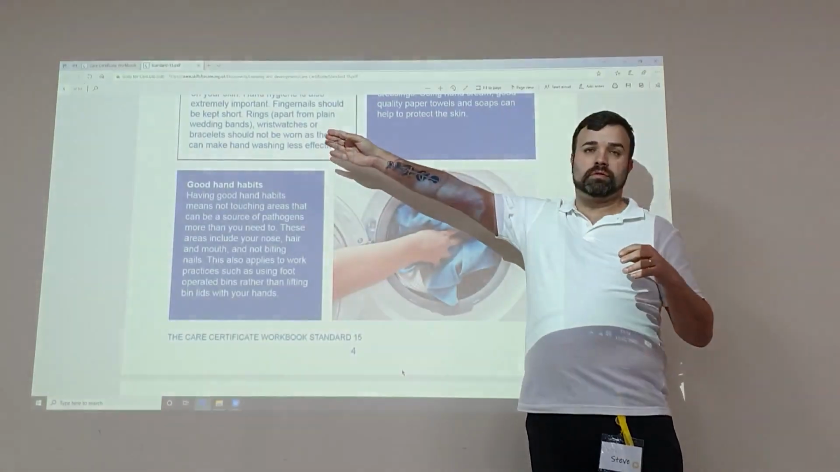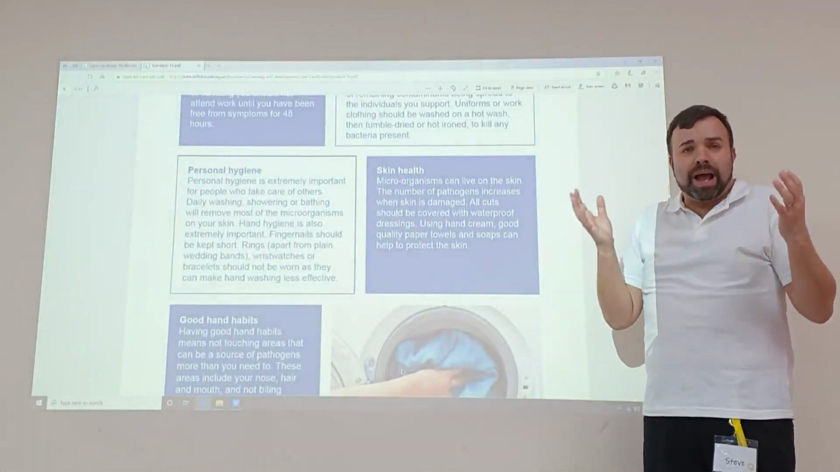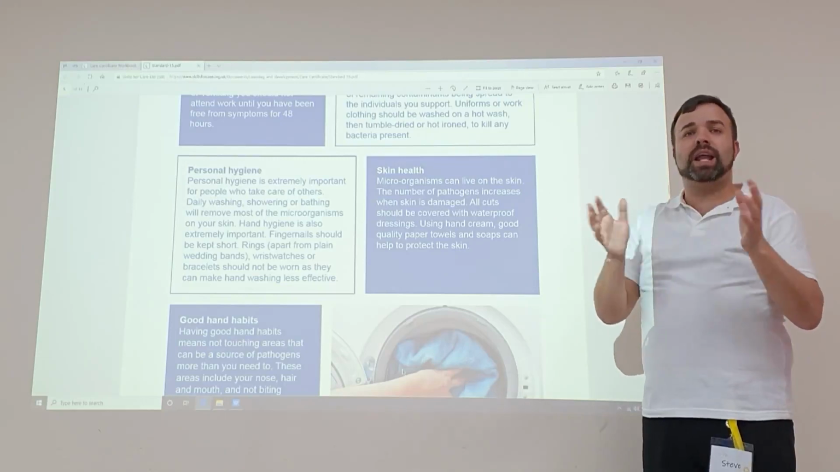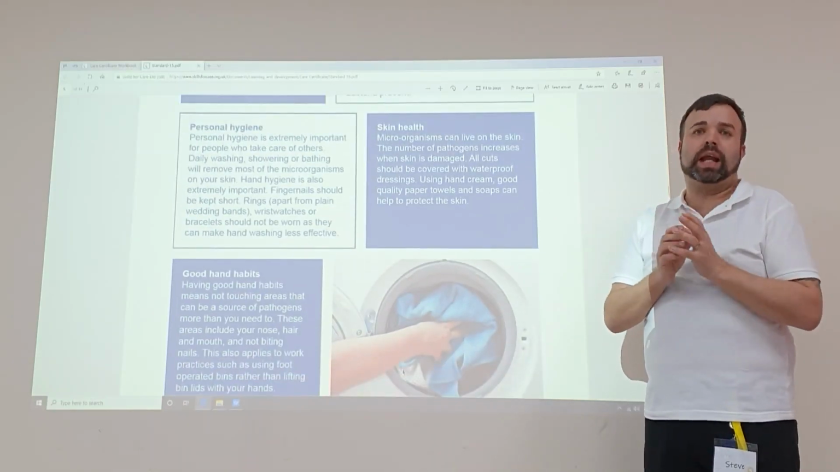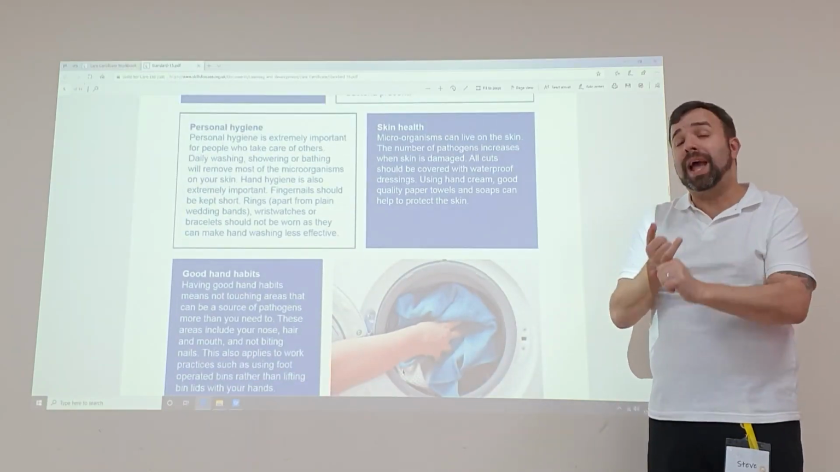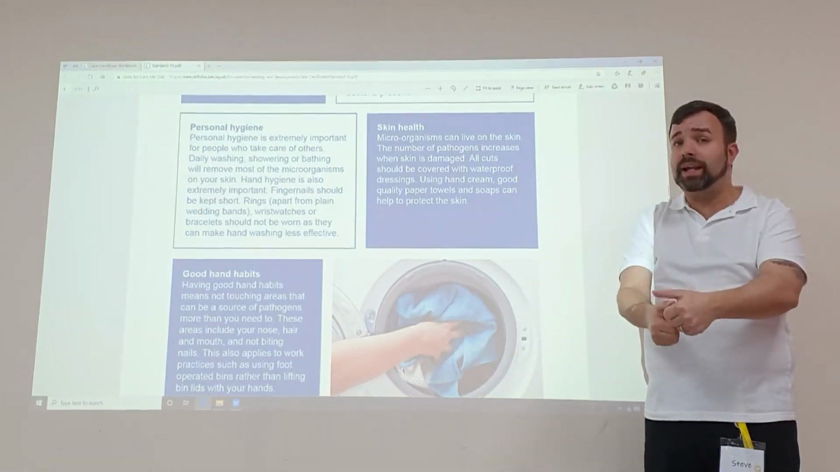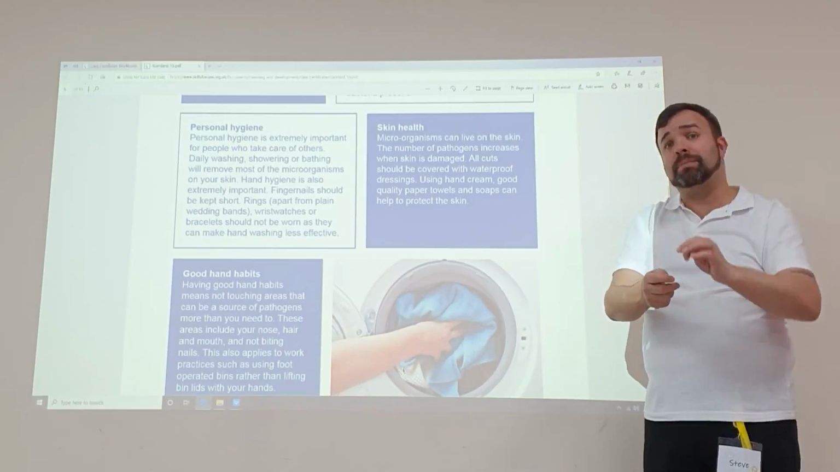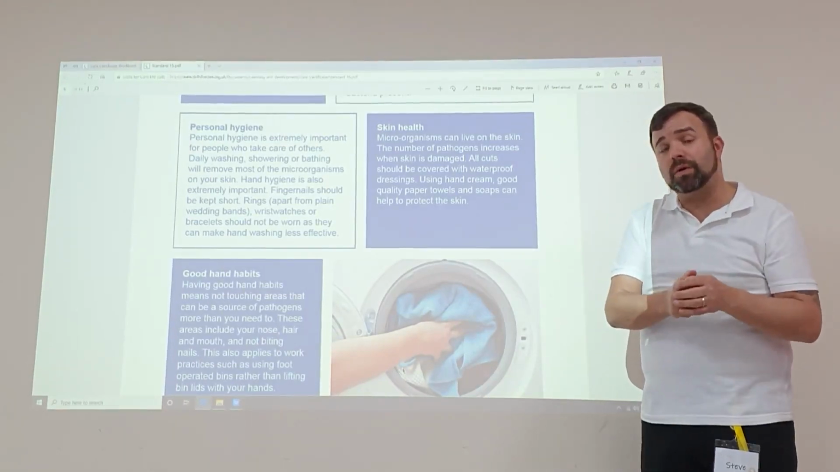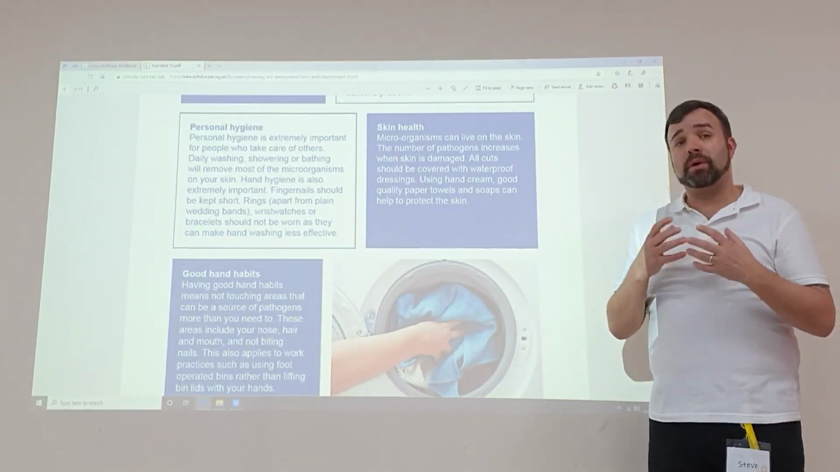Fingernails should be short. I have absolutely no idea why anybody would want long fingernails in care. A, it will be painful if you crack them when you apply pressure. B, if you're wearing fake nails and somebody pulls that back, it could pull off your original nail with it. And also they become a mode of transmission.